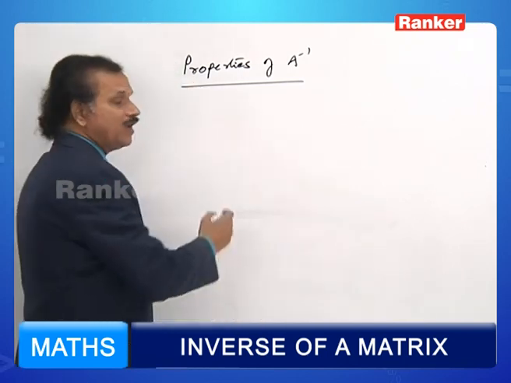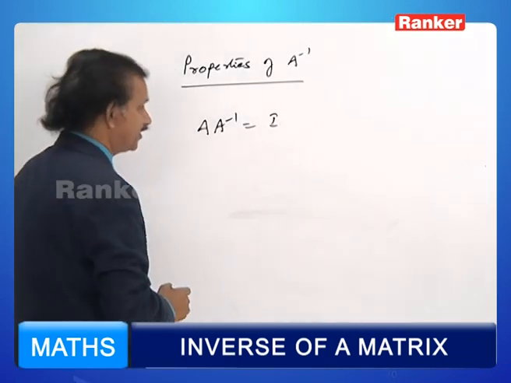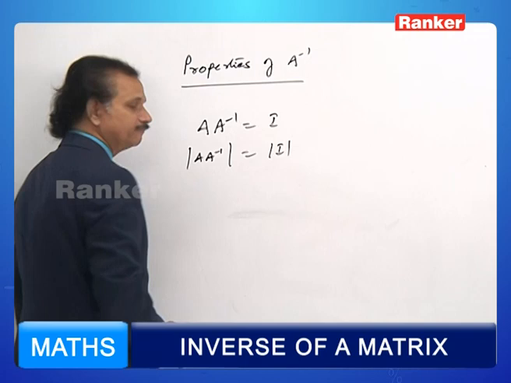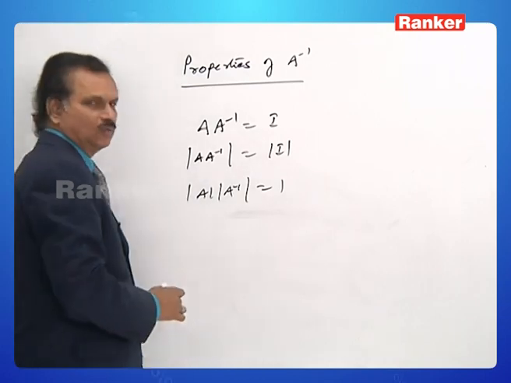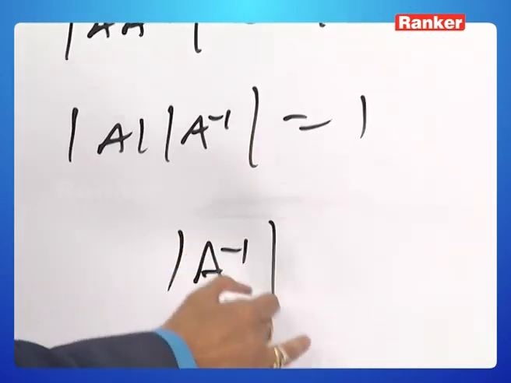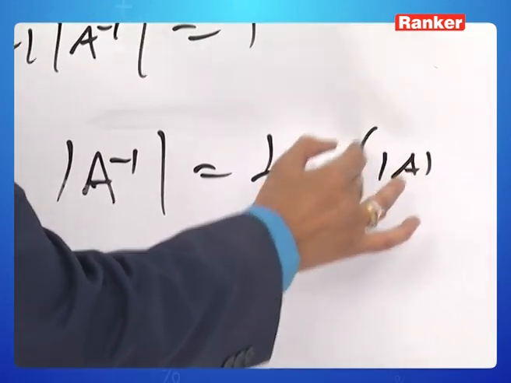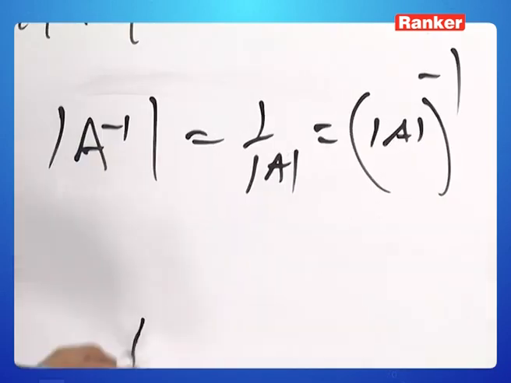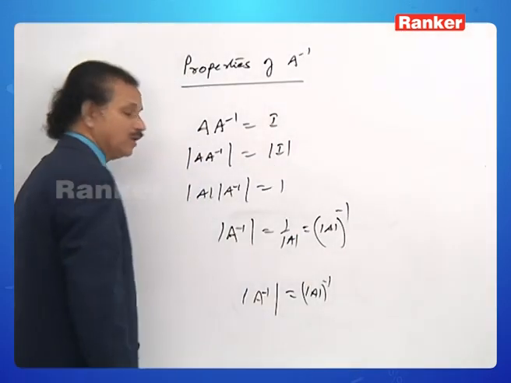We know that A into A inverse is equal to I. Take determinants on both the sides. Det A into det A inverse is equal to det I. What is the determinant of the unit matrix I? 1. From this, det A inverse is equal to 1 by det A. Of course, this 1 by det A can also be taken as det A whole inverse. So, it is another useful and beautiful result. Det A inverse is equal to det A whole inverse. That is 1 by det A.